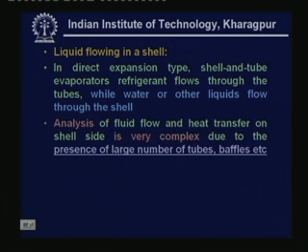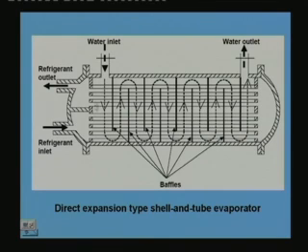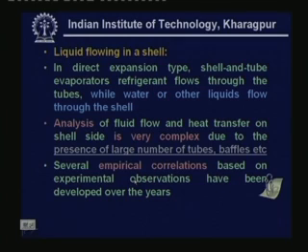Analysis of fluid flow and heat exchange on the shell side is very complex due to the presence of a large number of tubes, baffles, etc. So this is complicated again from the design point of view. The prediction of heat transfer and pressure drop on the shell side is complicated because of the flow geometry. Several empirical correlations based on experimental observations have been developed over the years for predicting the pressure drop and heat transfer coefficients on the shell side.